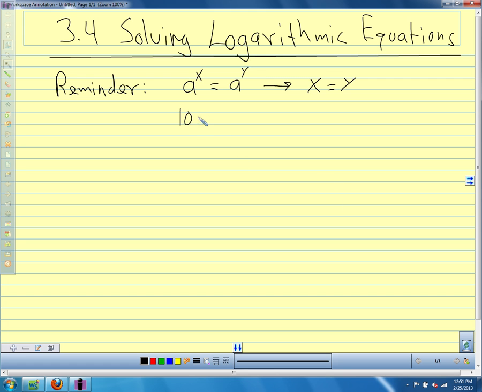And log base a of x equals log base a of y. That also tells us that x equals y. And remember, we have to have the same base here. We have to have the same base for our exponential function and our logarithmic function.